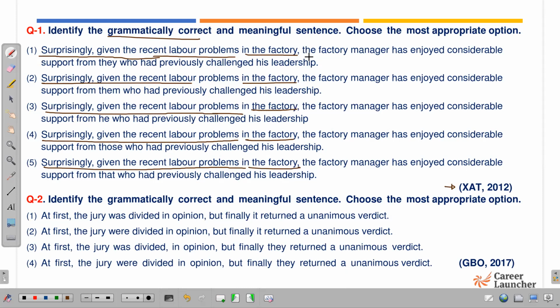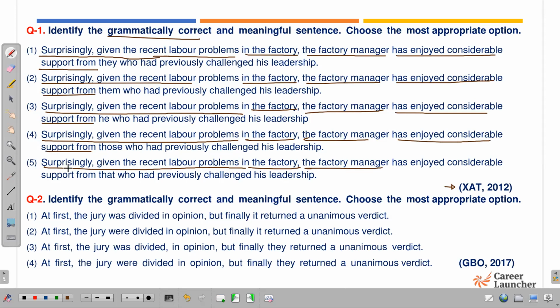here till now everything is the same. The factory manager, okay, has enjoyed considerable, up to here everything was the same. Okay, support from, everything is the same till here. Okay, now so this part was a complete waste. This is that, and particularly, that is peculiarly famous for. Now the question is they, them, he, those, that.